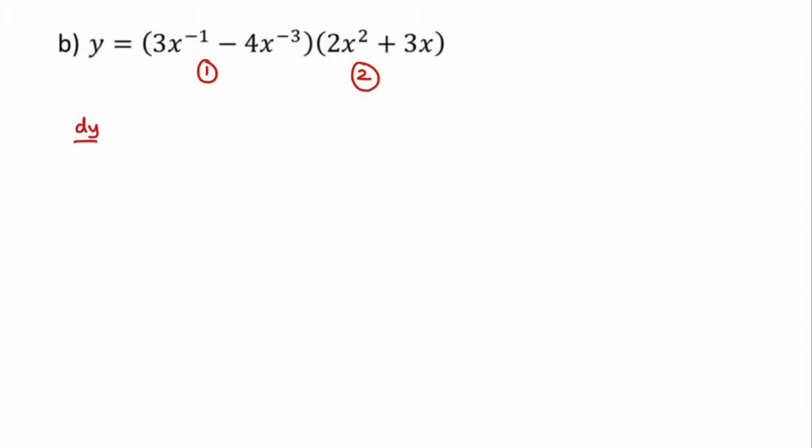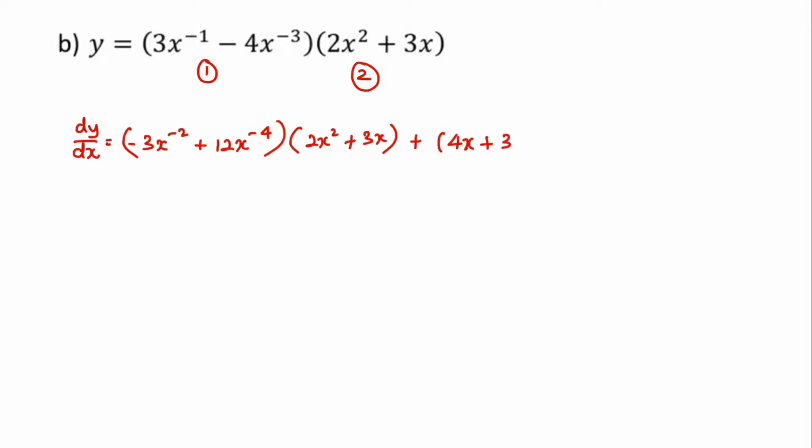So my dy over dx, for the first one, differentiate the first one will be negative 3x power minus 2 plus 12x power minus 4, bracket it up, multiply to the second one. So just copy it down, plus differentiate the second one. There will be 4x plus 3 multiply to the first one. So all we just do is just to copy that down.